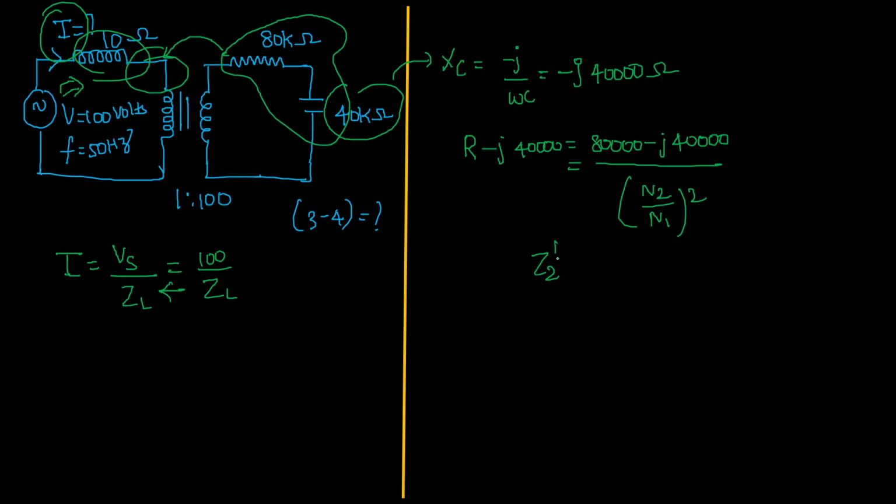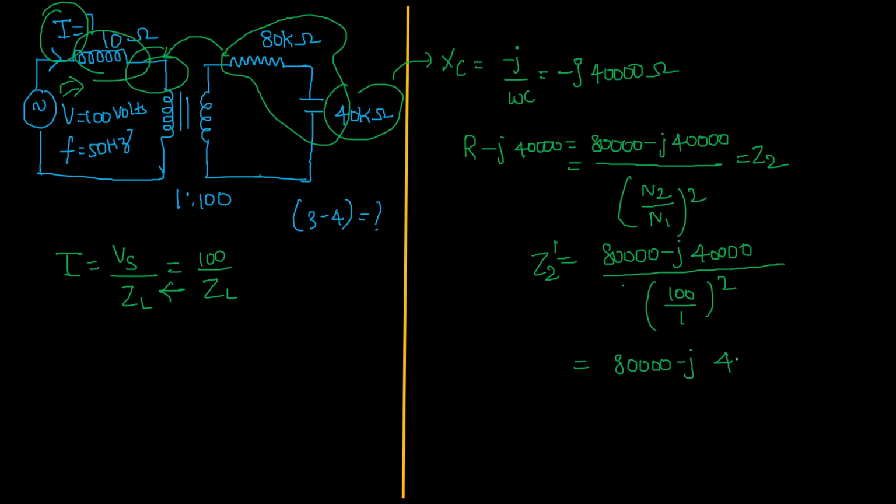First I am calling it as Z2. The transferred impedance will be Z2 dash. So here it can be written as 80,000 minus J times 40,000, upon what is the ratio of N2, sir? N2 is 100, N1 is 1, whole power 2. 100 square will be 10,000. Now if you divide 80,000 minus J times 40,000 by 10,000, what will you get?